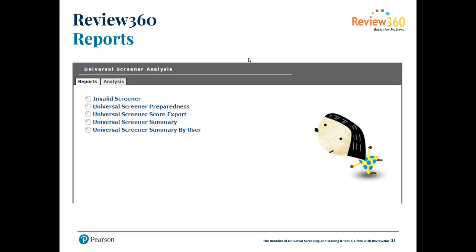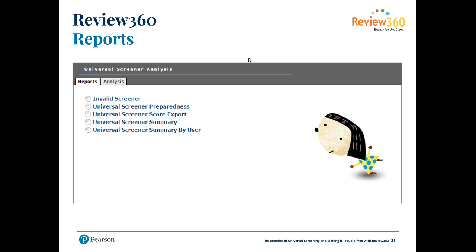We have lots of different ways to look at reports. We have the invalid screener and the preparedness report. That's a lot for the people that are putting in the students, making sure that students are in, users are in, and they're assigned rosters and verified through those types of things. The score exports, we have a summary of everything. You can look at it by the user, how they've done it. So those are all reports that you would see.